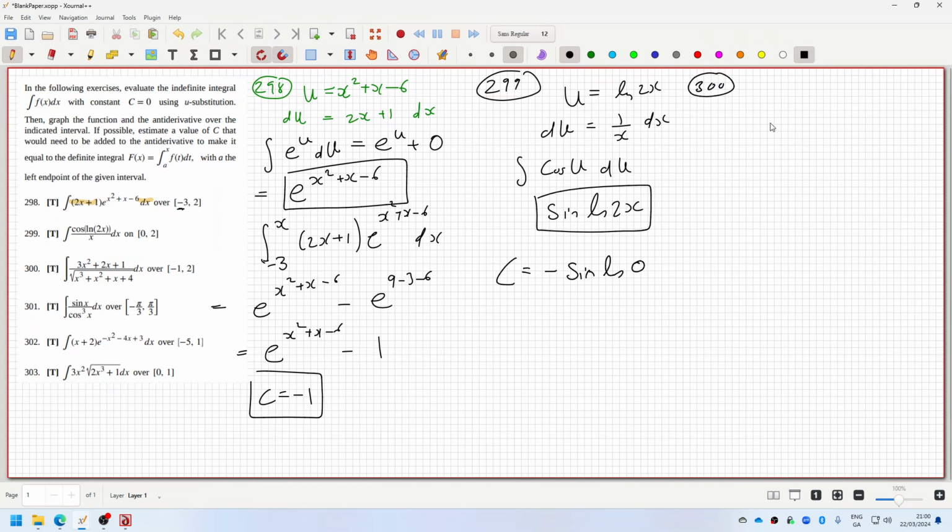300. So you can probably see what's happening here. u equals x cubed plus x squared plus x plus 4. So du/dx is 3x squared plus 2x plus 1. So this is going to become the integration of 1 over root u du. So that is the integration of u to the power minus a half du. Increase the power by 1.